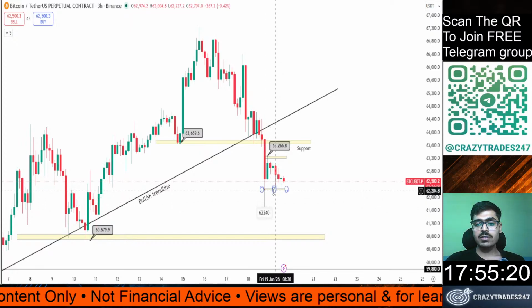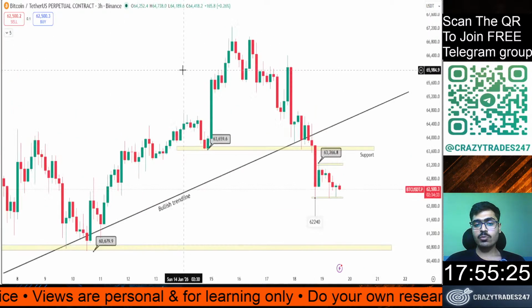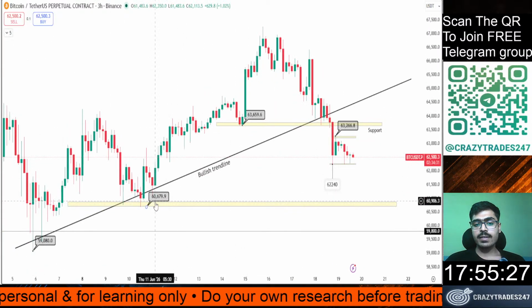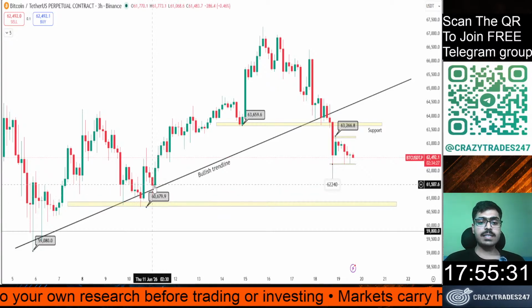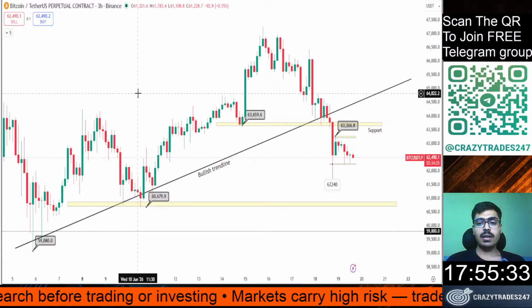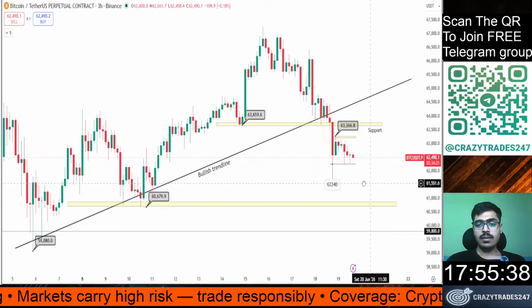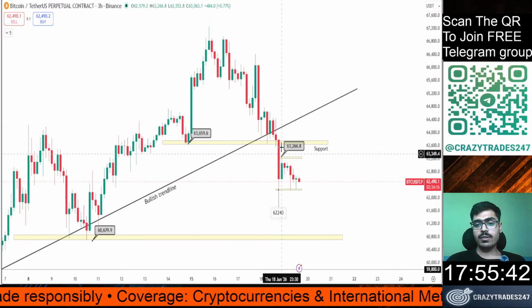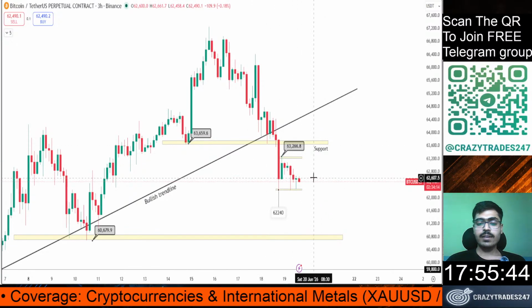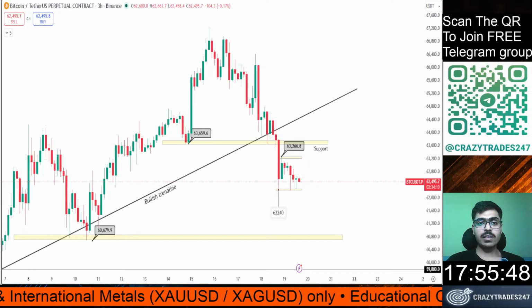Upon breaking of this low, we can expect some bigger down move through which Bitcoin can retest this level of 60,680. 60,680 might act as a strong support when price breaks below this low of 62,240. Long trade is not advisable here. Taking a long trade in a bearish direction is always fatal and almost suicidal.